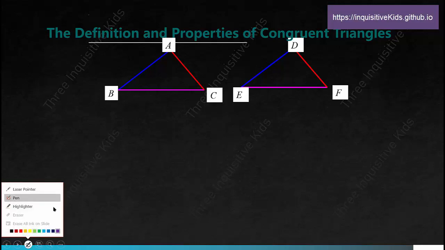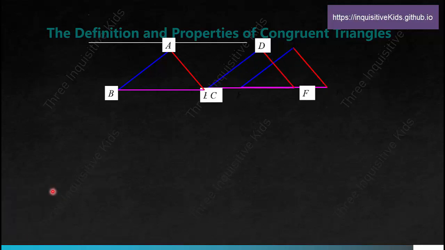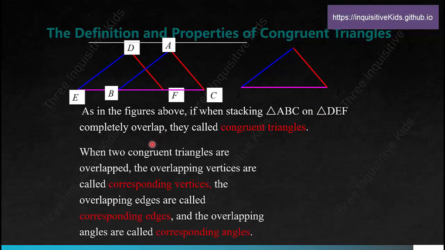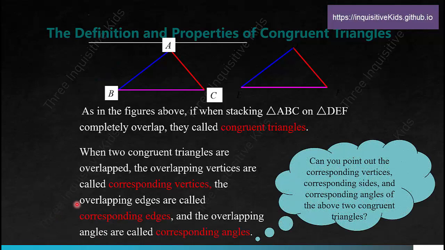The definition and properties of congruent triangles. As in the figures above, if stacking triangle ABC on triangle DEF makes them completely overlap, they are called congruent triangles. When two congruent triangles are overlapped, the overlapping vertices are called corresponding vertices, the overlapping edges are called the corresponding edges, and the overlapping angles are called the corresponding angles. Can you point out the corresponding vertices, sides, and angles of the above two congruent triangles?